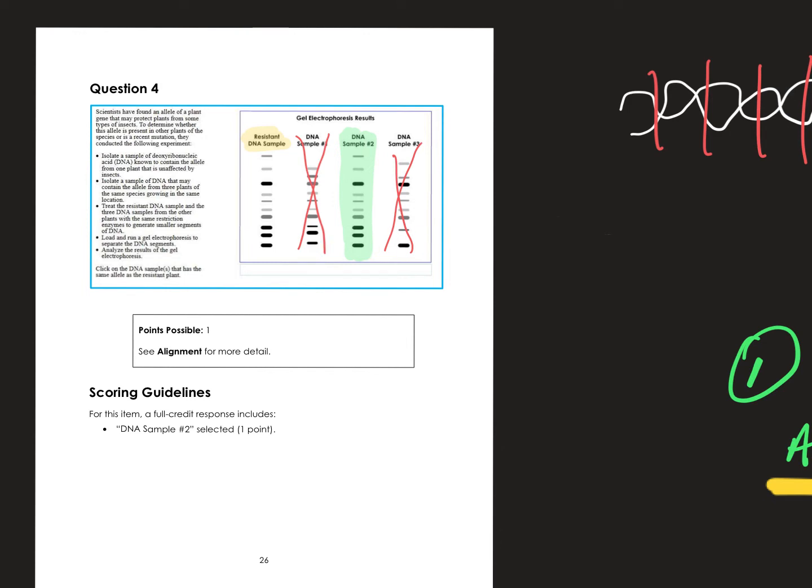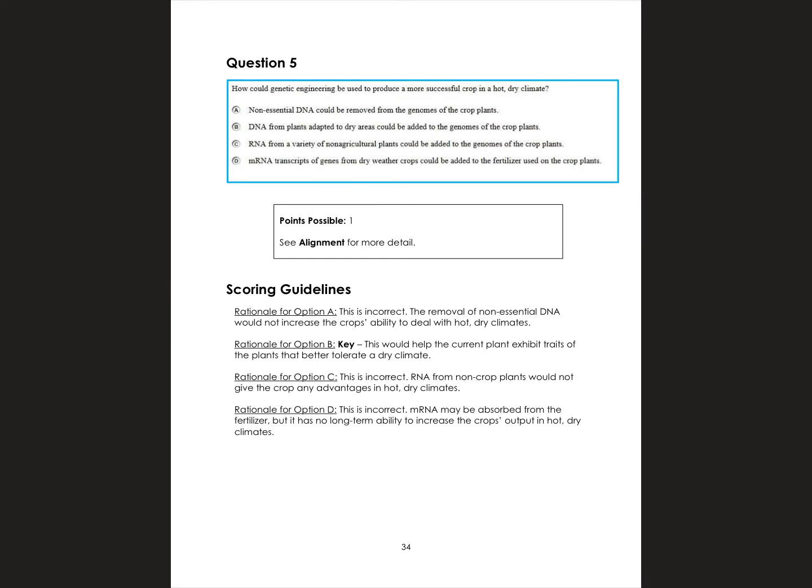All right, let's go on. This question is how could genetic engineering be used to produce more successful crops in hot, dry climates? Let's look at the options. Non-essential DNA could be removed from the genomes of the crop plants. How would that improve the plant's ability to deal with a dry climate, with not as much water? No, that's no good. It doesn't help. I can't think of anything.